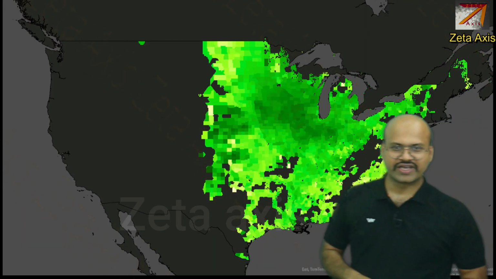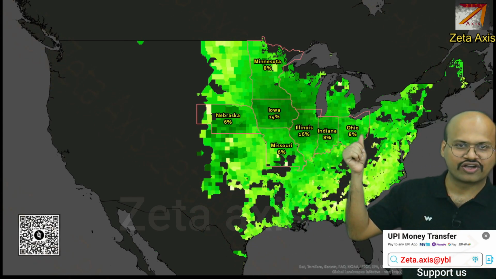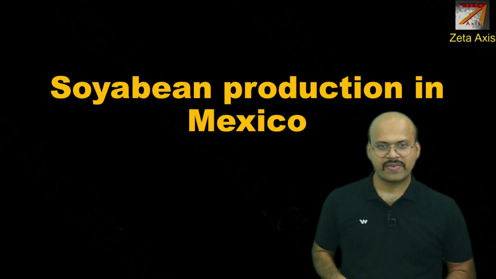Now let's see soybean production in United States of America. We can again see that soybean is produced in the central as well as eastern side of United States of America, and the majority of states which produce soybean are Iowa, Minnesota, Nebraska, Illinois, Indiana and Ohio, where Iowa and Illinois are the two most important producers of soybean in United States of America.